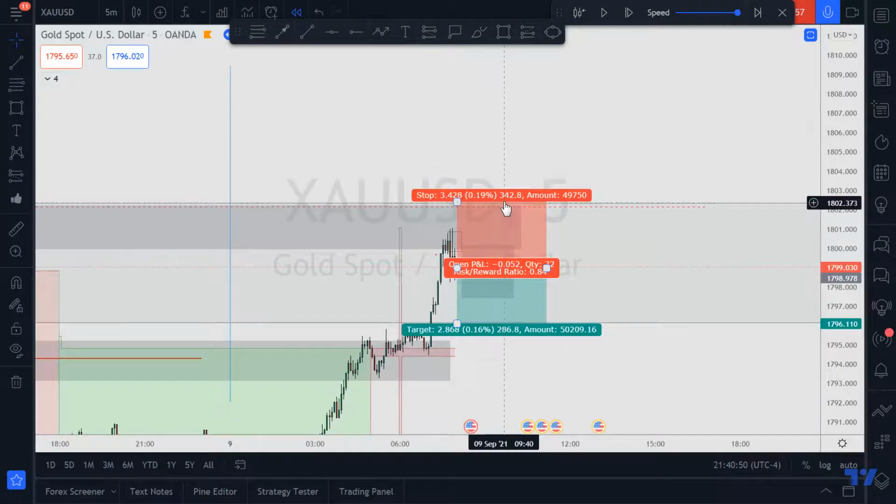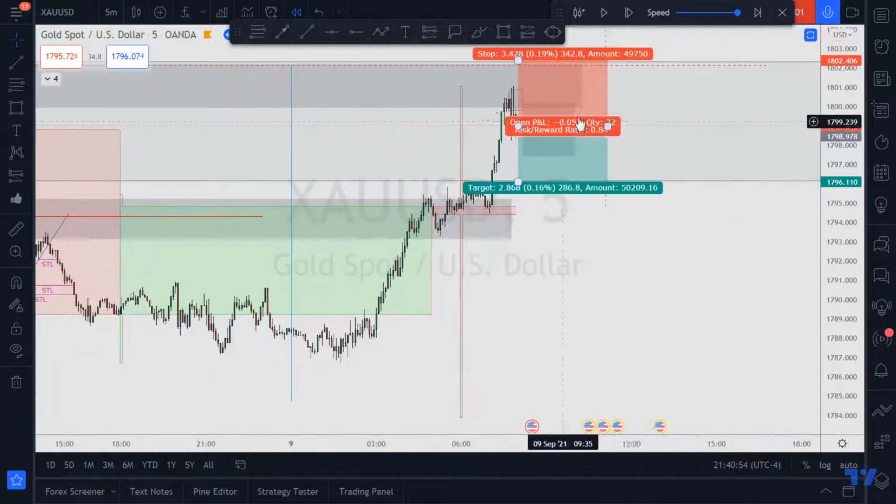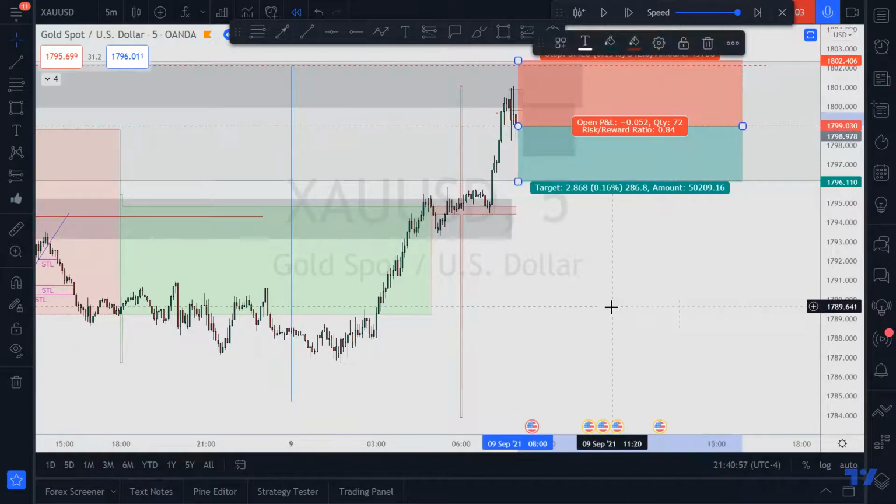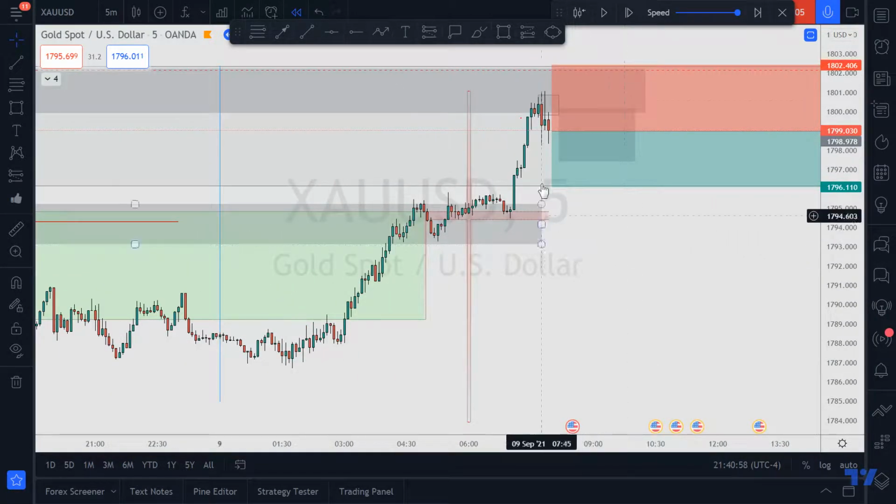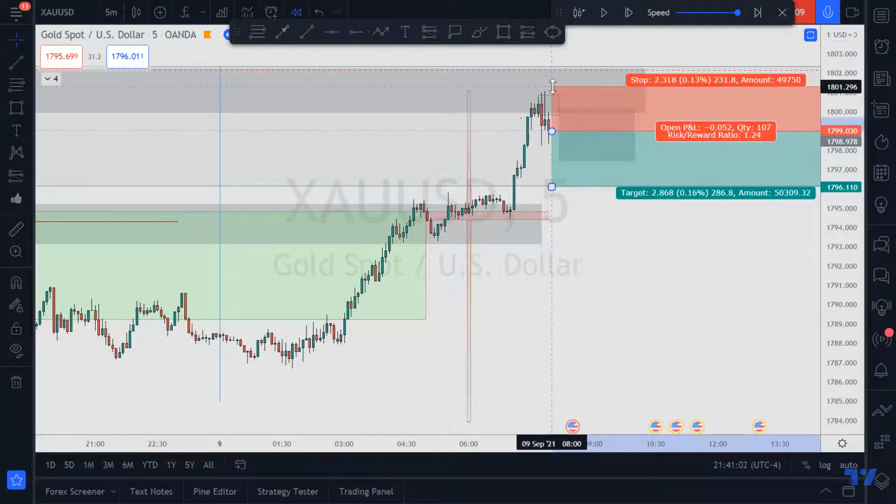And this one, 342 pips. It's nothing. Okay? Nothing. Very snipery. All right? That's a snipery. Now, if you want to be more daring, you could put it here.